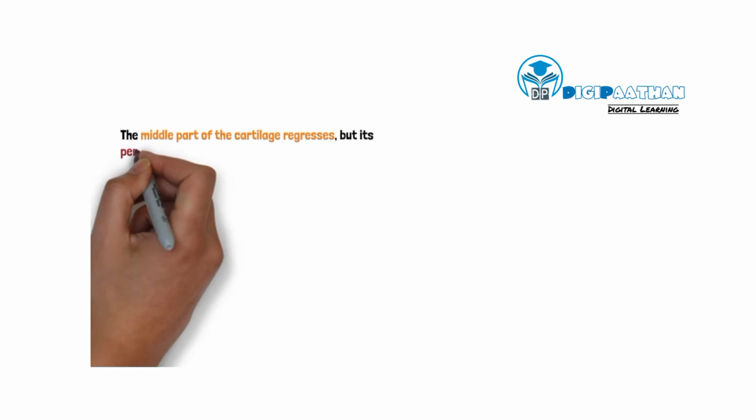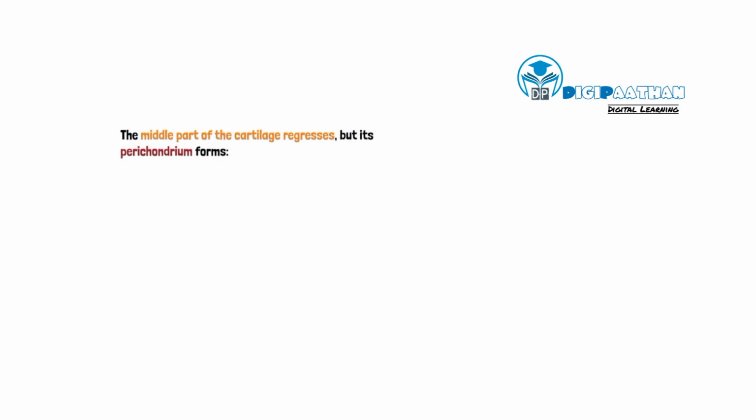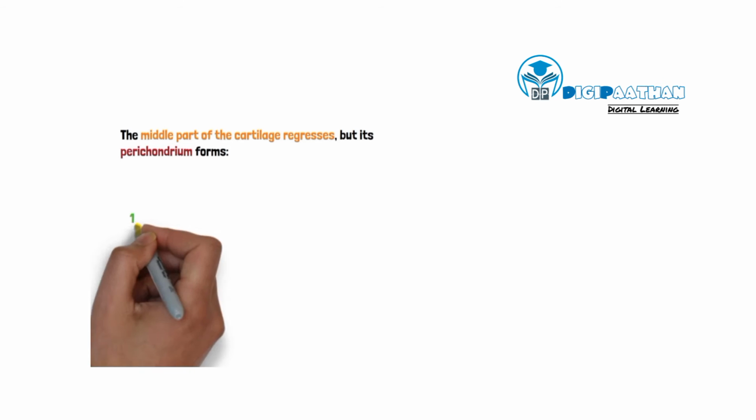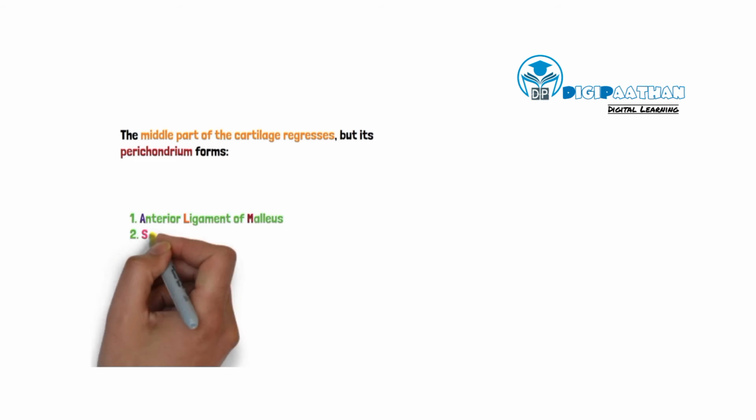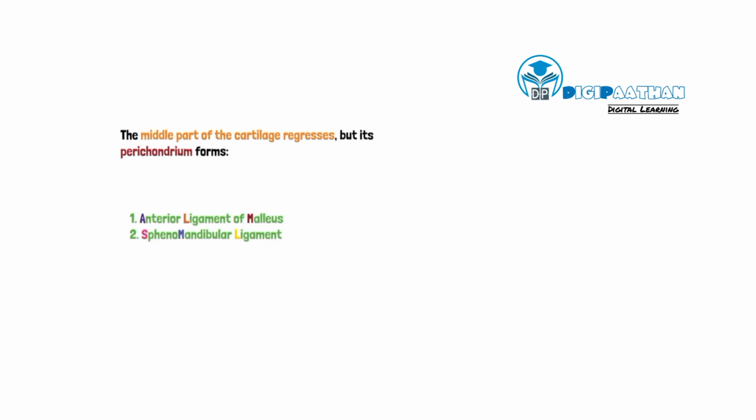So when the Meckel cartilage regresses, it is going to leave behind the perichondrium, which is the outer layer of the bone. Now the perichondrium is going to form some of the remnants. First of all, we have the ligaments. We're going to remember this by ALM.